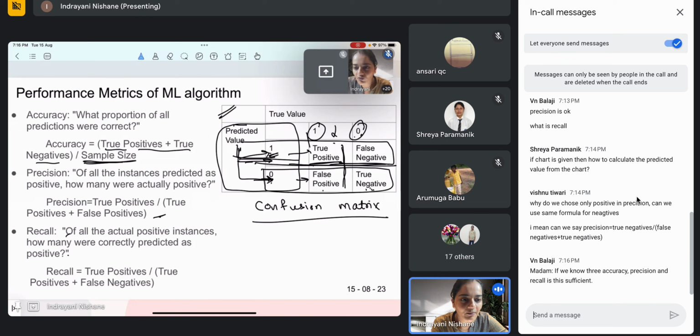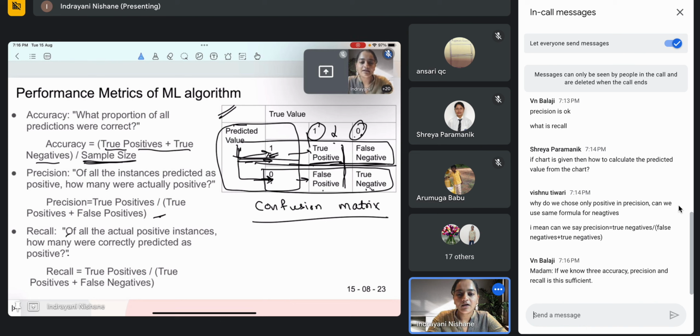Why do we choose only positive in precision? Can we use the same formula for negatives? So obviously when we want to calculate our performance, we want to see how many of the positives we predict correctly as positive. That's why the positives are chosen in this.